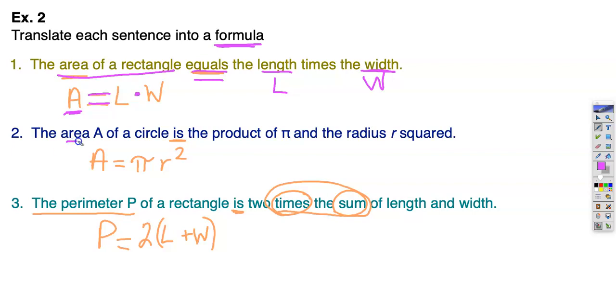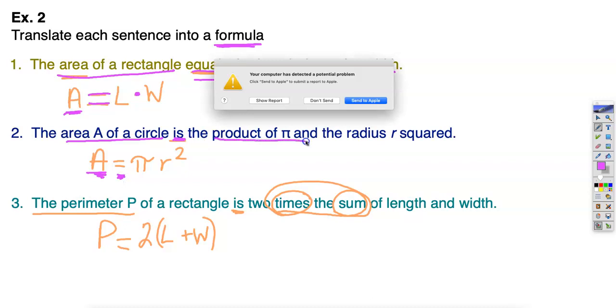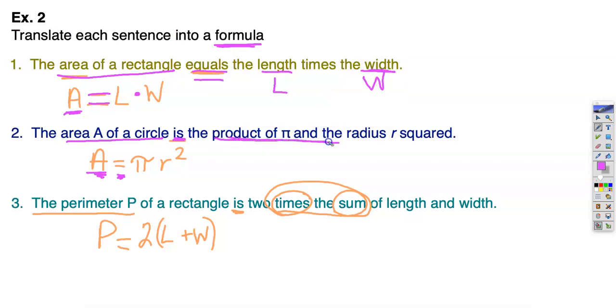Number 2, the area of a circle, so that's A, is, be careful with "is" because it means equals in this case. So that's "is" right here. And then it says the product of pi and the radius r squared. So product of pi and the radius r squared. Product means to multiply, so we just put those two side by side.